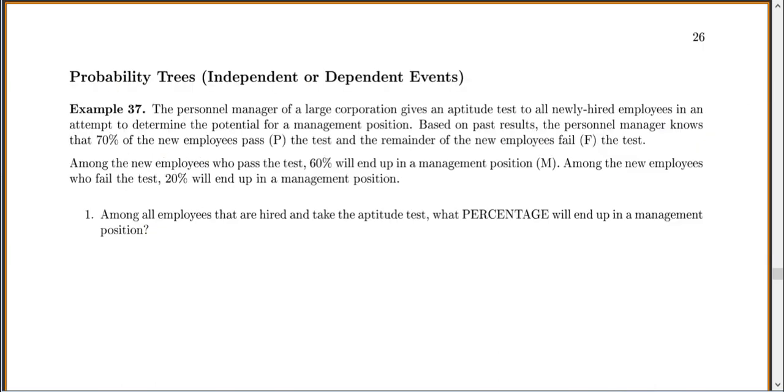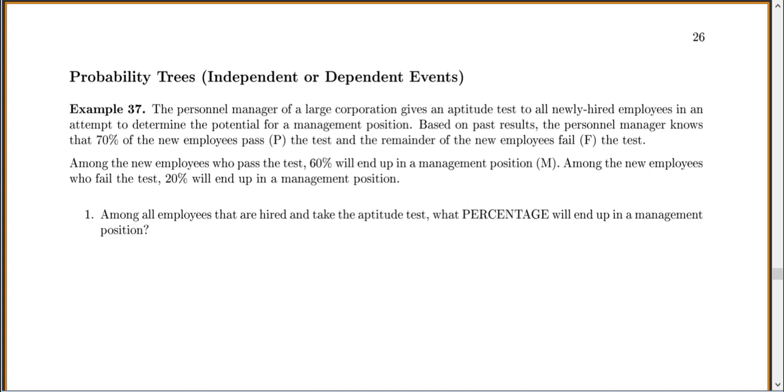This is still part of section 1.5. We're going to talk about probability trees. You can use these for independent or dependent events, and it's just another way, kind of a visual way, to do some of these problems, and sometimes this is easier than trying to actually work it out using some formulas. So we have the personnel manager of a large corporation gives an aptitude test to all newly hired employees in an attempt to determine the potential for a management position.